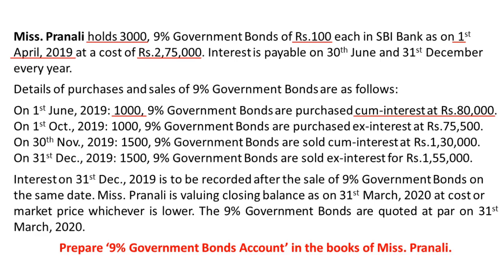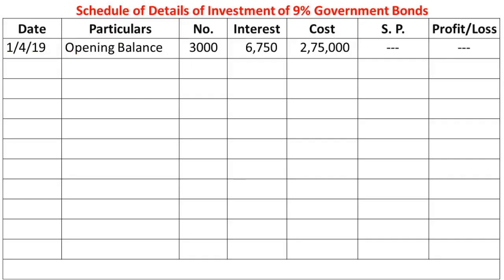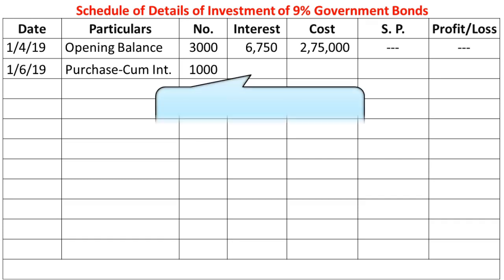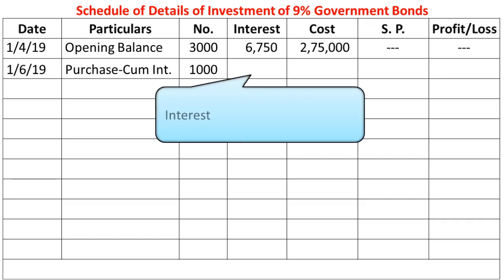Now let us record this transaction in the schedule which we have prepared. We will put the date in the date column, 1st June 2019. It is a purchase at cum interest, so we will write purchase cum interest. How many bonds have we purchased? That is 1,000. Now here we need to calculate interest first. So we will calculate the interest: 1,000 multiplied by 100, that is 1 lakh, at the rate of 9%. So 9 divided by 100, and we will multiply it with the period.